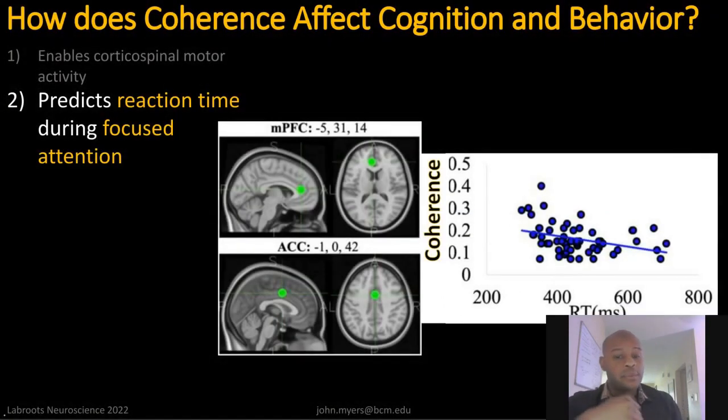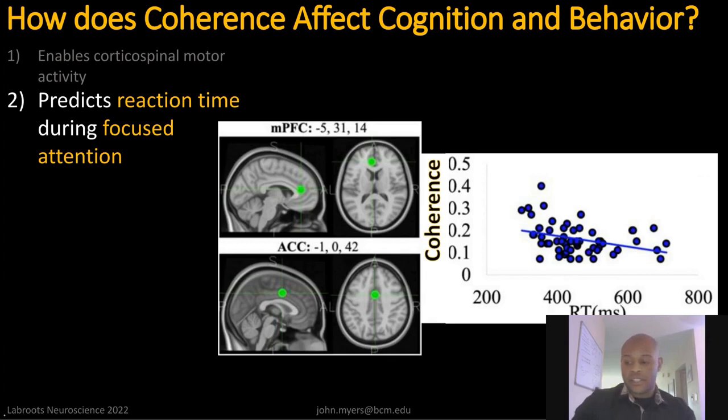Coherence also predicts reaction time during focused attention. This is a study we did using EEG, electroencephalography. So we just put electrodes on the surface of the scalp and read the currents. And we use source localization to find that these two brain regions, their coherence, their synchrony, predicts reaction time in a cognitive control task. Cognitive control is just focused attention.